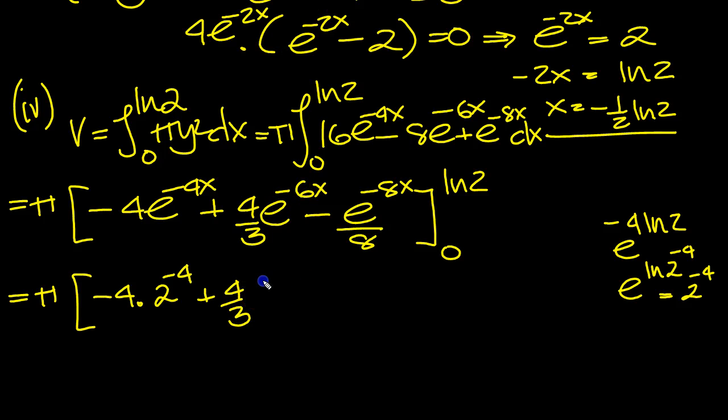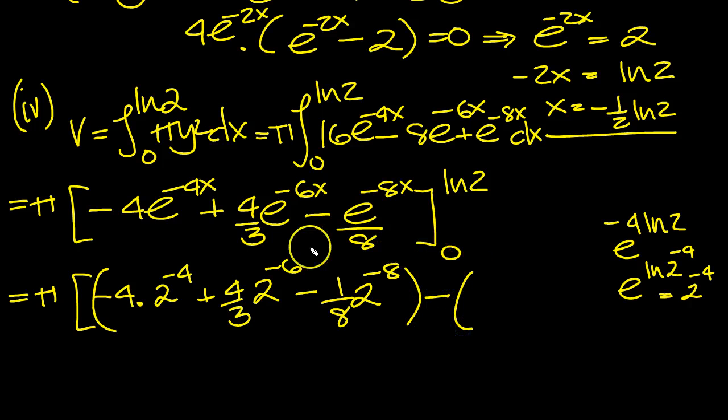2. And this will be 2 to the minus 6, won't it? And similarly, minus 1 over 8. And this will be 2 to the minus 8. It's got minus 8 instead of the minus 4. So it's 2 to the minus 8. That's the top values. Take away the bottom values, put 0 in. E to 0 is 1, so it's minus 4. Plus 4/3 minus 1 over 8.